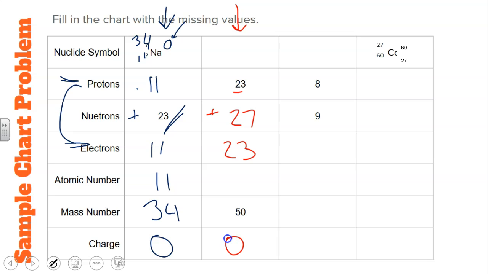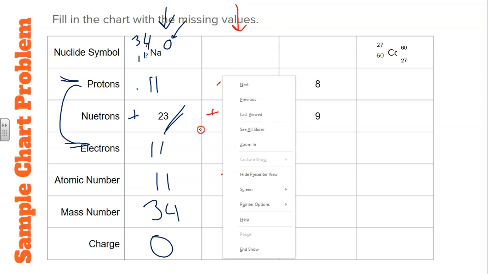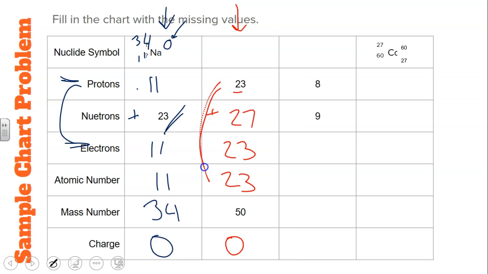And now the atomic number is the same as the number of protons, so that's 23. This number is the same as this. Okay, so now we write the nuclide symbol. We look at the periodic table and we find out that element number 23 is vanadium. We write the atomic number down here, we write the mass number up here, and we write the charge here as being 0.